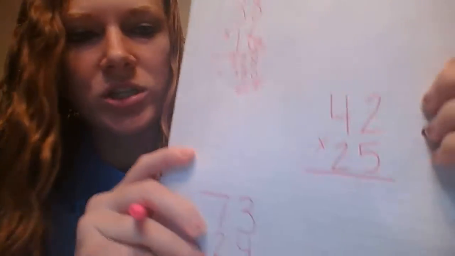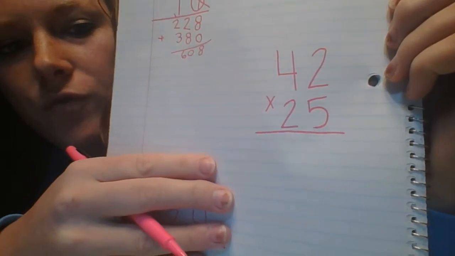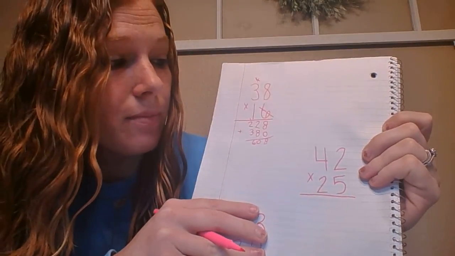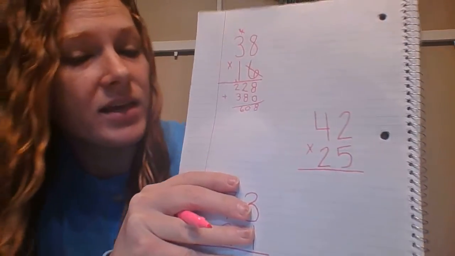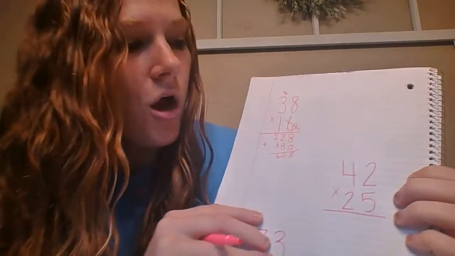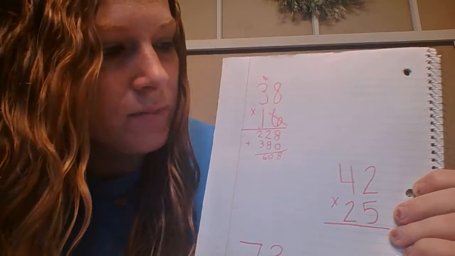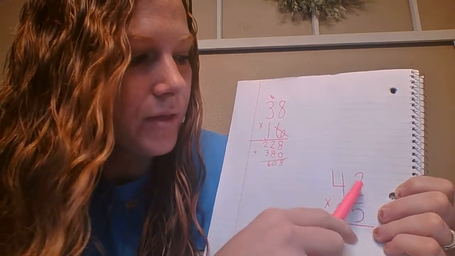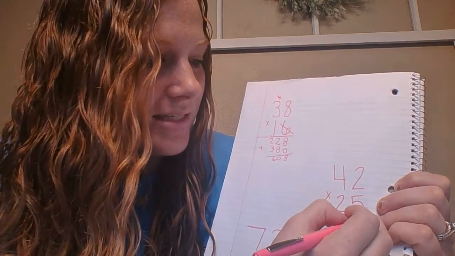Our next question is going to be 42 times 25, 42 por 25. Our first two numbers that we're going to multiply are 2 times 5, or 2 por 5. 2 times 5 is 10, or 10.